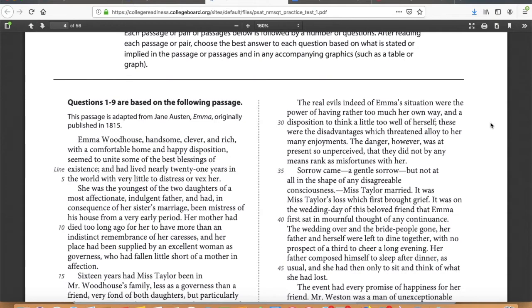These were the disadvantages which threatened alloy to her many enjoyments. I'm stepping over. So this is an interesting sentence here. So these were the disadvantages. Here they mean disadvantages socially and personally for her, right? The bad things she had going on, the problems. And it says, which threatened alloy to her many enjoyments. Do you know what an alloy is?